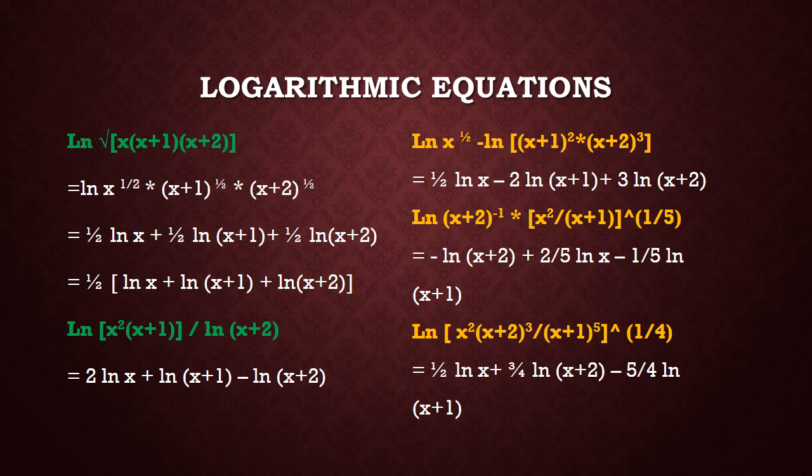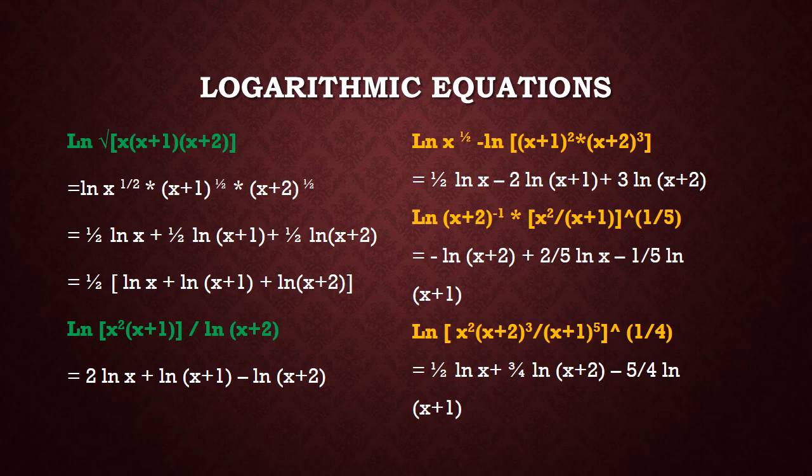And now since 1 over 2 is common in all the terms, we are going to take it as a common term outside the brackets, and our answer is 1 over 2 times ln x plus ln x plus 1 plus ln x plus 2. Next equation is ln of x square into x plus 1 over x plus 2. The same format we are going to follow for this equation as well. And so we write it as 2 ln x plus ln x plus 1.